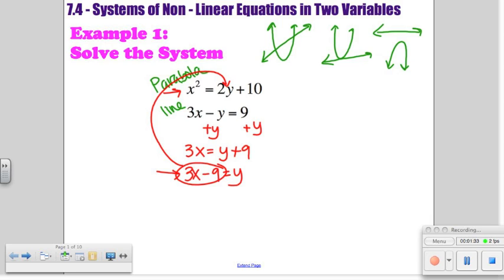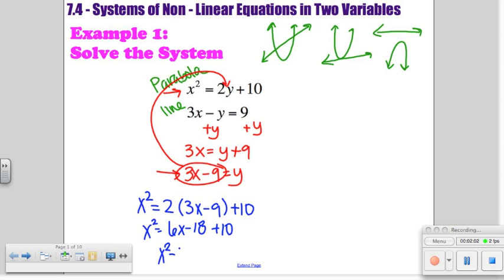If I do that, we get x squared equals 2. Now, don't forget, you're going to have to distribute here, times 3x minus 9 plus 10. So x squared equals 6x minus 18 plus 10. And remember, when we have equations with x squareds, we like to get everything on the same side of the equation. So we're going to get everything off of the equal sign. X squared minus 6x, and that's going to end up with a plus 8 equals 0.